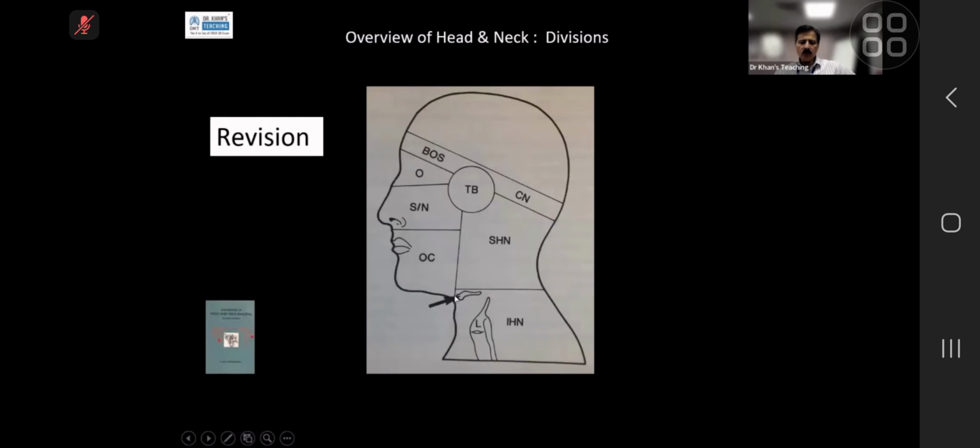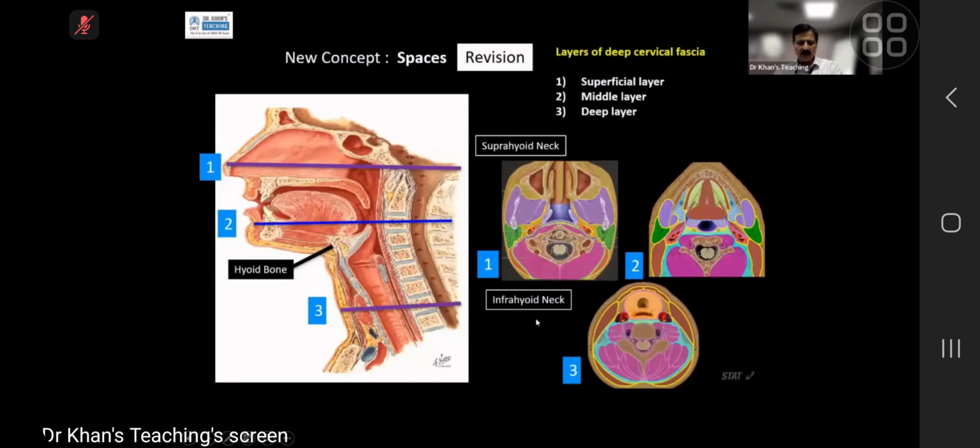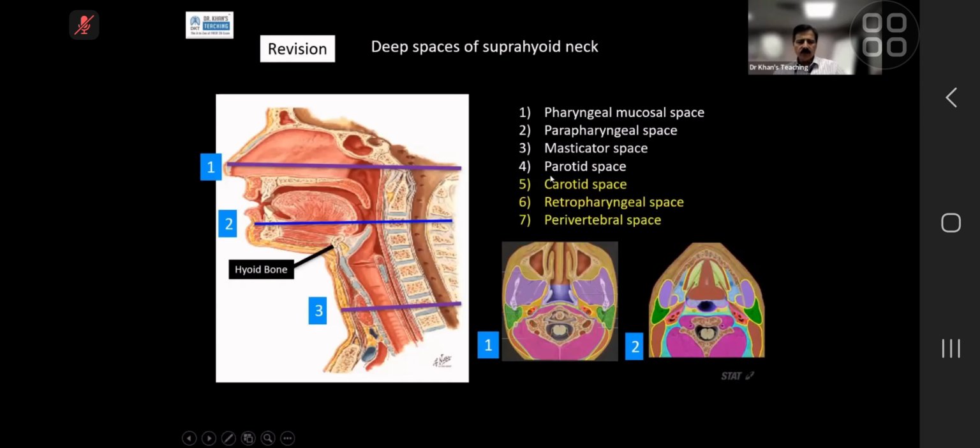The neck is divided by the hyoid bone, which is a landmark, into suprahyoid neck and infrahyoid neck. And please remember that larynx is part of the infrahyoid neck. So we have already covered neck spaces. There is a concept of deep cervical fascia, which has three layers: superficial, middle, and deep layer. Because of that, we can divide the neck into various layers. That is the main concept.